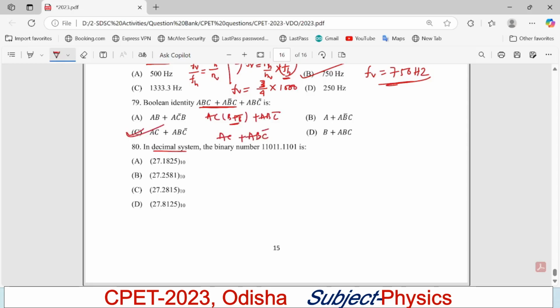Next, the decimal system. In the decimal system, the binary number, this is what? So this is the fractional binary number. So for this case, what will the answer? This one will be multiplied with 2 to the power 0. Again this one, 1 into 2 to the power 1. Then 0 into 2 to the power 2. Then 1 into 2 to the power 3. Then last one into 2 to the power 4.